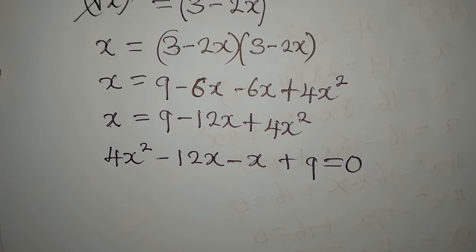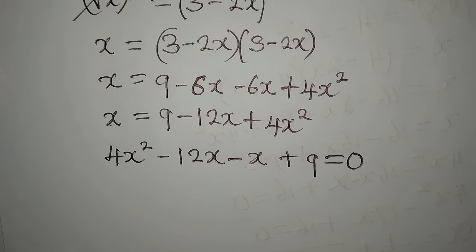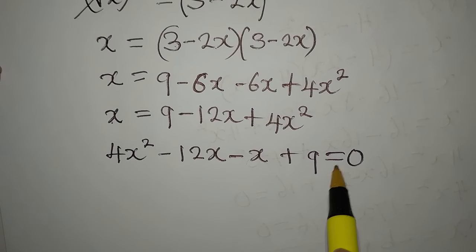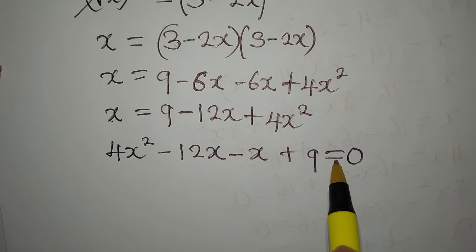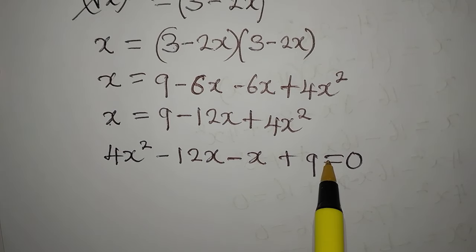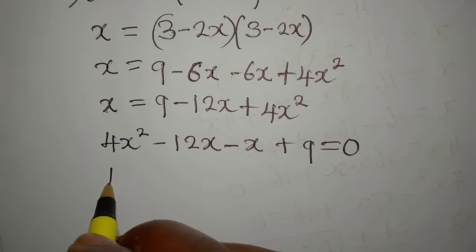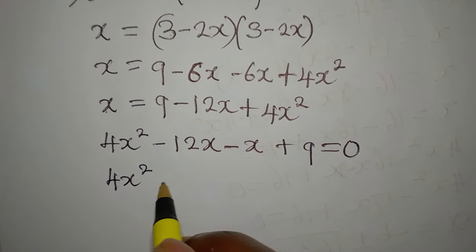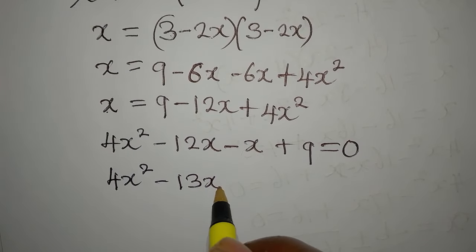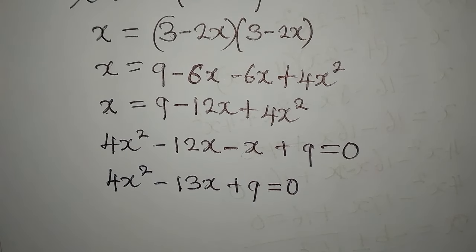Some of my students will ask, since we've shifted everything to the same side, do we need to have the equal sign again? The answer is yes. If you remove the equal sign, you can no longer solve it. You can only simplify it, okay? So we have to include the equal sign and get 0 on the right. 4x squared minus 13x plus 9 is equal to 0.